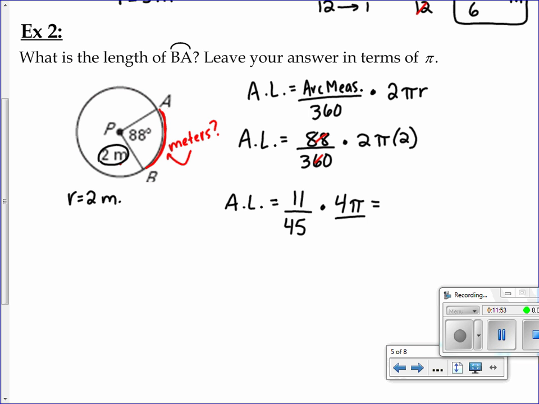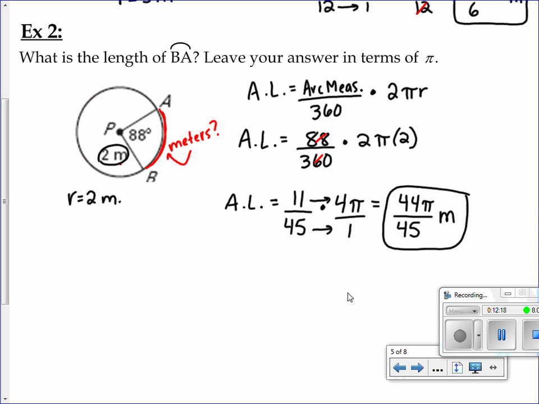And then again, just put this over 1, go straight across. 11 times 4 is 44 pi. And then 45 times 1 is just 45. And there's really nothing I can take out of 44 and 45. And my units are in meters. So that's my arc length. 44 pi over 45 meters.